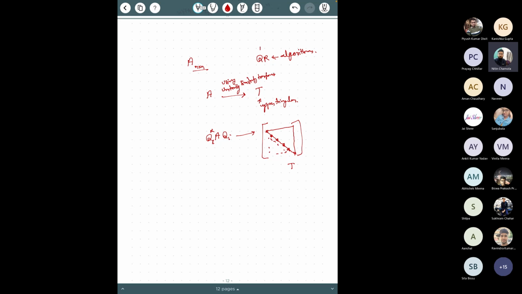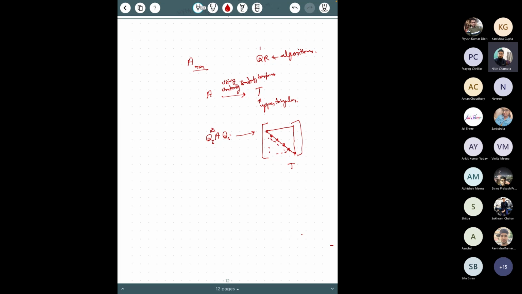So in this algorithm, you construct these unitary matrices Qi in a particular form, using some idea; there is a way to choose these Qi. So you choose each Qi in such a way that this matrix A converges towards an upper triangular matrix.